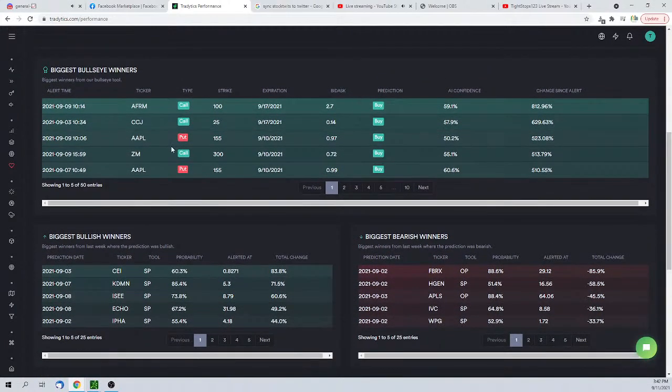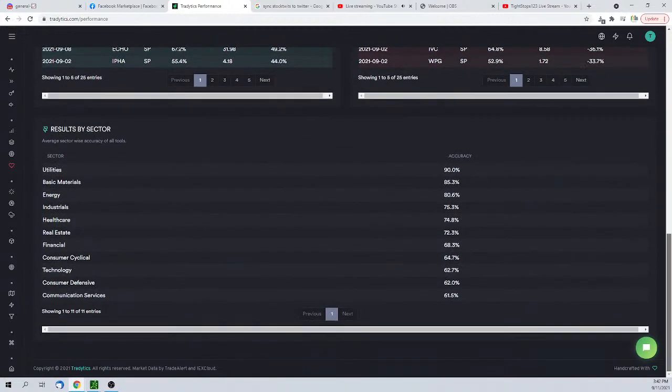And then these are the biggest Bullseye winners. AFRM on September 9th went for 812%. And biggest bullish winners, CEI, KDMN. I don't know any of these people or companies. And then this is their biggest winners by sector. Utilities, they were 90% accurate. 85% materials. Energy, they were 80%. Tech, they were just okay. Consumer defensive, okay. And financial, they did pretty good on financial and REITs.